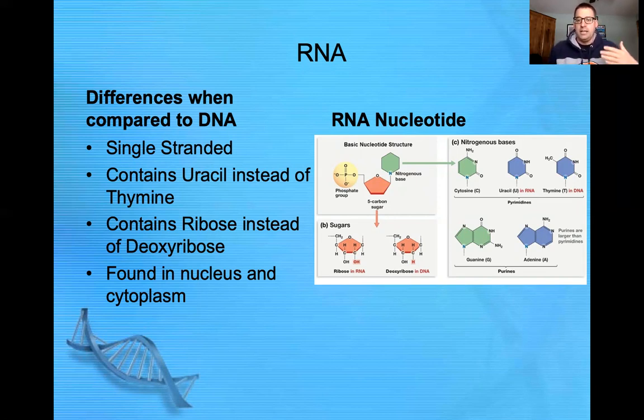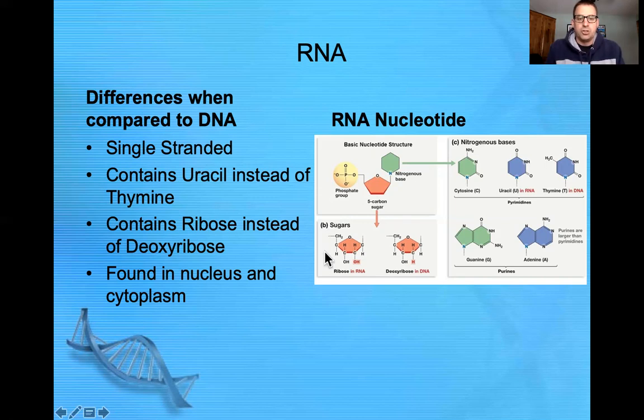However, it is an important nucleic acid in protein synthesis, right? And RNA stands for ribonucleic acid. There are a few differences between RNA and DNA. One of those differences, RNA is single-stranded, not double-stranded, so it doesn't have that double helix structure. It contains the nitrogenous base uracil instead of the base thymine, which you can see over here. It says uracil U in RNA, thymine T in DNA.